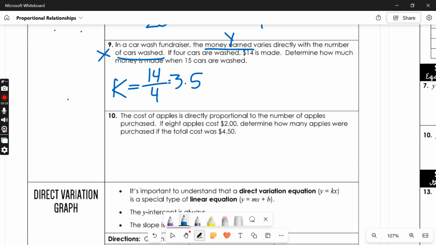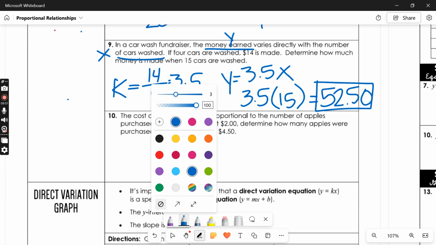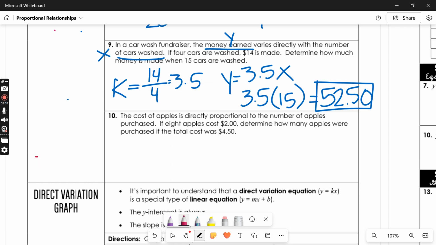Determine how much money is made when 15 cars are washed. So y equals 3.5x. 15 cars is an x value, so I just have to do 3.5 times 15, which would be 52.50. Are there other ways that you could find this number? Absolutely. This is just specifically using direct variation to find it. There are definitely other ways that you could work that problem and still get the exact same answer.